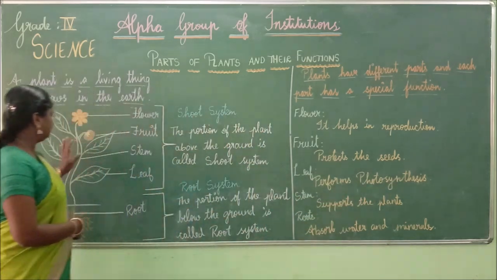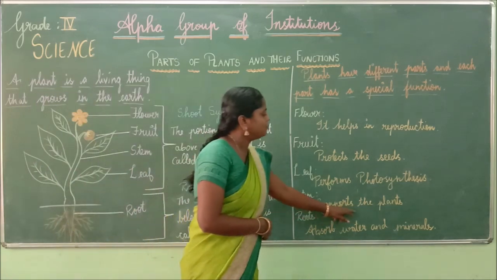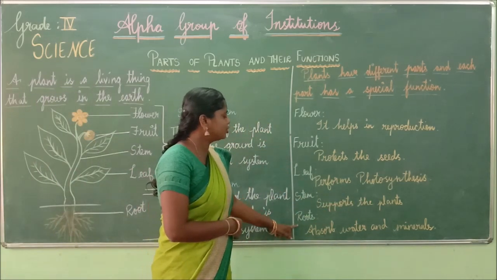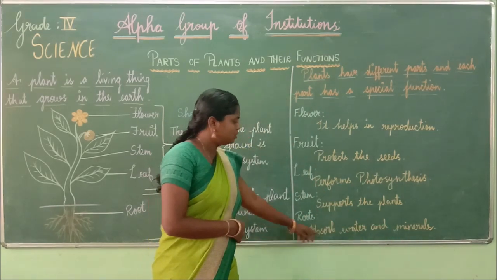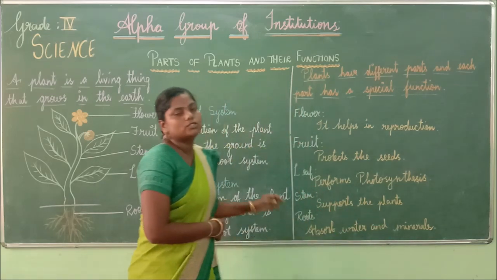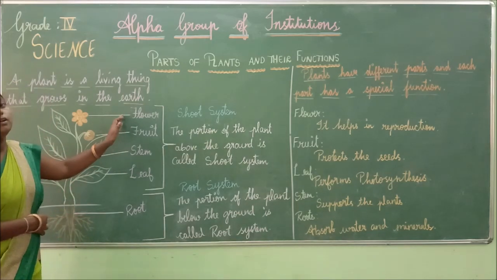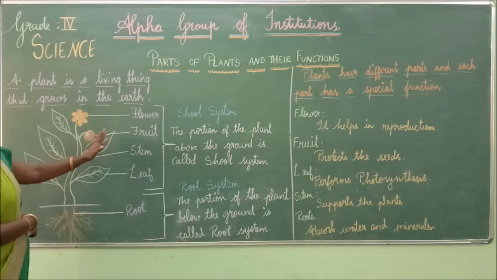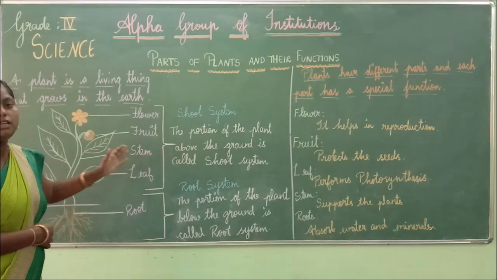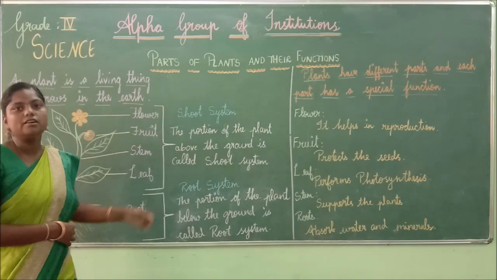Why? Because if there is no stem, what happens to the plant? It will fall off, isn't it? That's why stem supports plants. The last one is root. It absorbs water and minerals. So students, what we have learned today, you read this and recap everything and just draw a plant and then label the parts and just remember what are all the functions of the parts. Next class, we will go in detail about parts of plants and their functions.